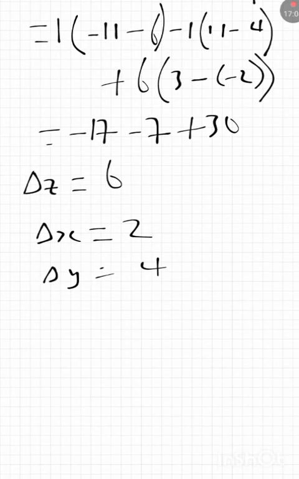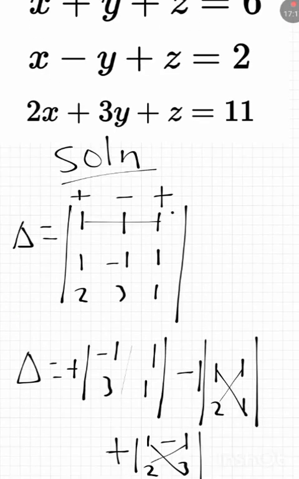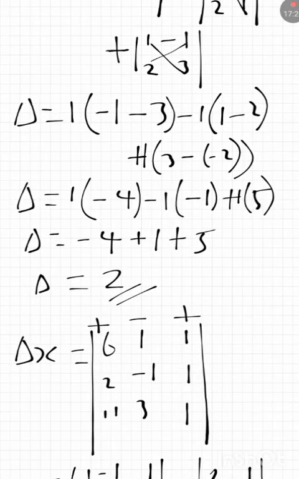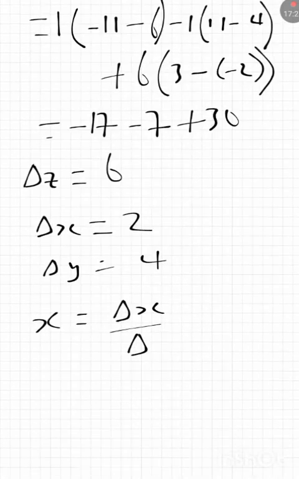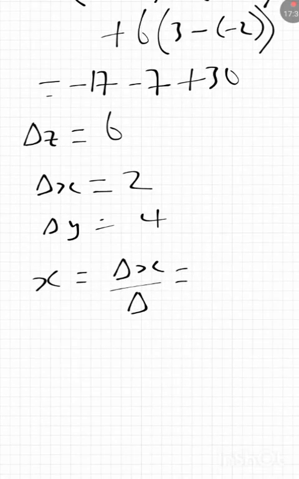Now to find the value of x, x is equal to delta x divided by delta. Don't forget we got our delta to be 2 also. Let's go back and check for the value of delta. The value of delta is equal to 2, and the value of delta x is also equal to 2. So x will be equal to 2 divided by 2. Therefore, x is equal to 1.